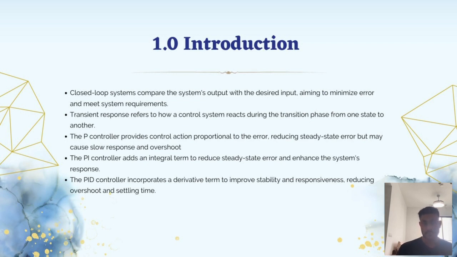As we talk about the P, PI and PID principles, we're going to learn about the transient response also. Transient response refers to how a control system reacts during the transformation phase from one state to another state. The requirements are settling time, rise time, overshoot, and steady state error. So these are the requirements for the transient response.